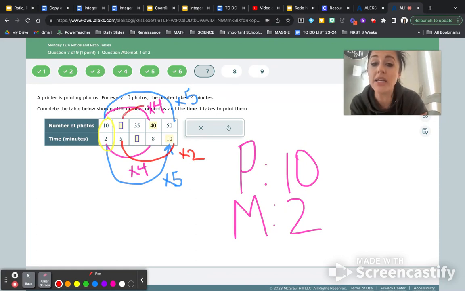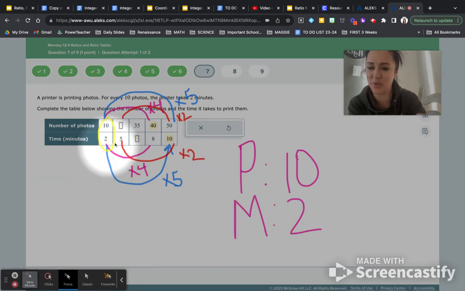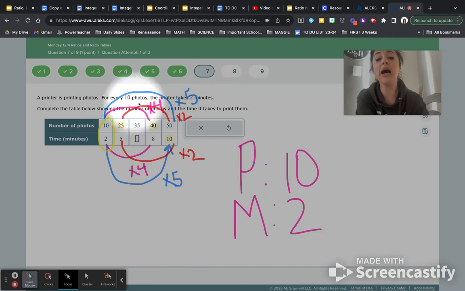What times 2 is going to get me 50? What times 2 gets you 50? If you know your quarters very well, that one should be kind of easy, but I know we're struggling with the quarter thing right now. So it's actually 25 times 2 will get us 50. So 25 times 2 and then 5 times 2. Cool. So now let's look at any of our other ones.